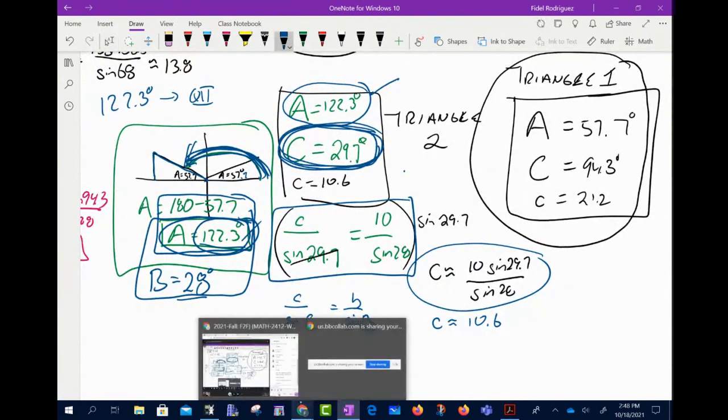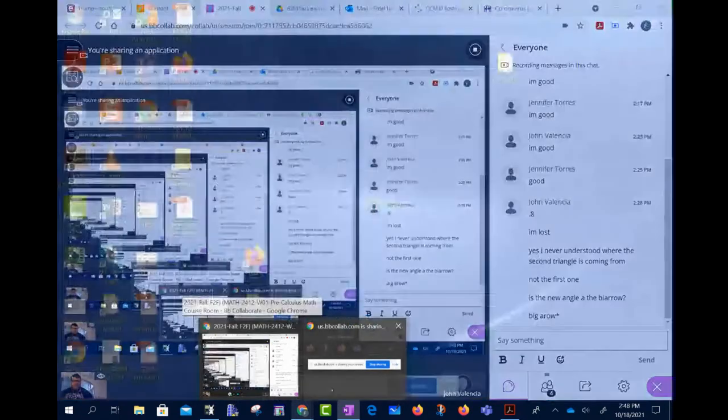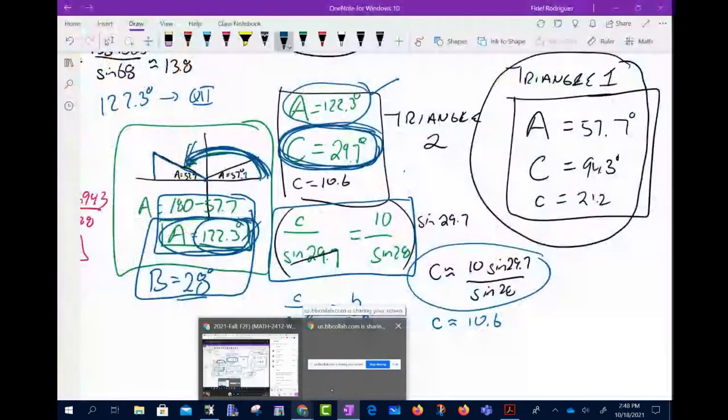Is that any better in terms of how I'm able to figure out that I had a second triangle?